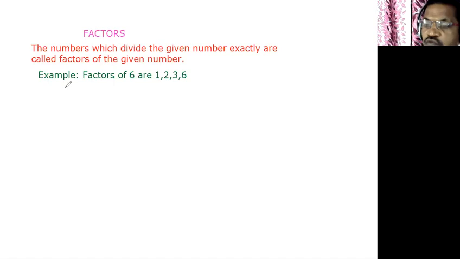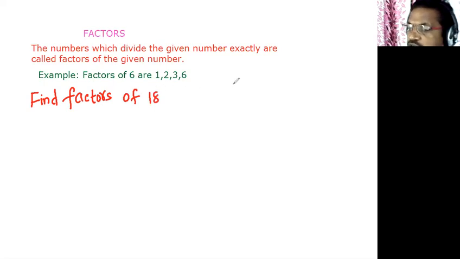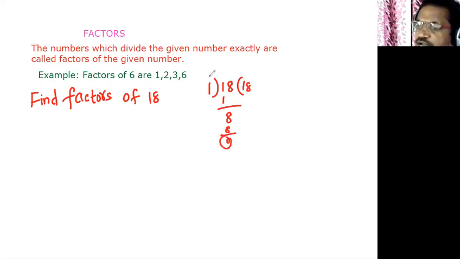Now, how to find the factors? Let us take an example. Find factors of 18. Divide 18 by 1. 1 is the factor of any number. 1 times 18 is 18. Remainder is 0. So 1 is the factor of 18. And 18 is also a factor of 18, because 18 times 1 is 18.